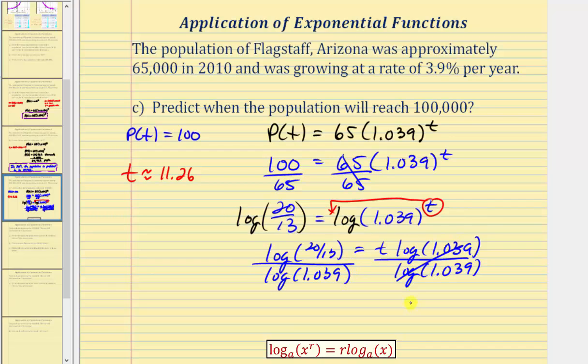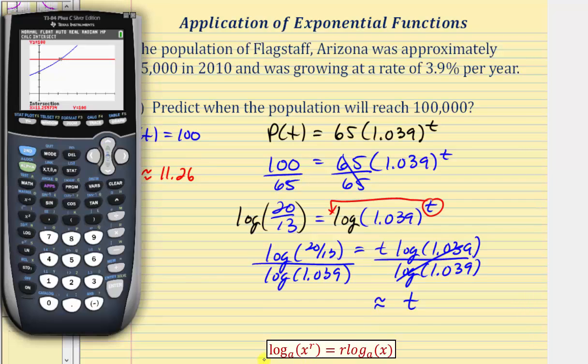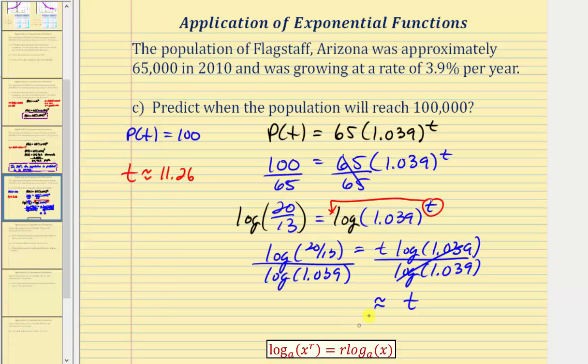Simplifying on the right, this simplifies nicely to t, and now we'll approximate this quotient on the calculator, which again we know should be 11.26. So going back to the home screen, we have common log of 20/13 divided by the common log of 1.039. Enter, and notice how we do get the same value for t, approximately 11.26. So this tells us that we predict the population will reach 100,000 approximately 11.26 years after 2010.